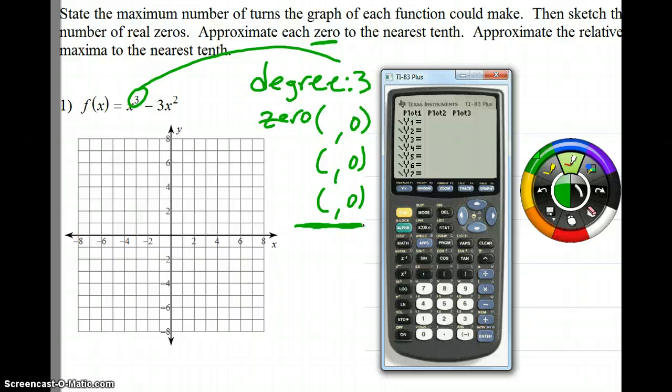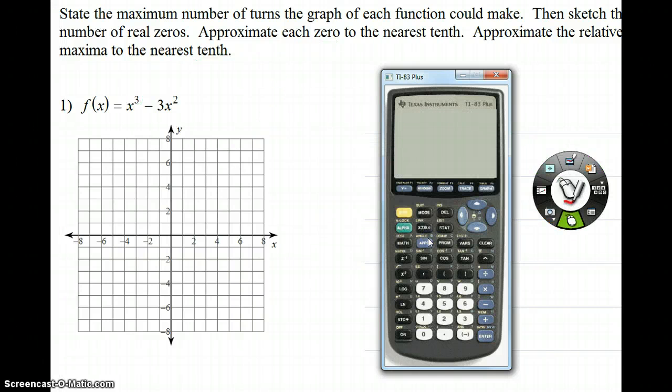The very first thing I'm going to do is punch my calculator with a y equals, and I'm going to put in x cubed minus 3x squared. And again, if you got a chance to do these last week, you saw that when we have an x cubed, we have kind of an S-looking function. So I'm going to try to get this picture onto my graph.